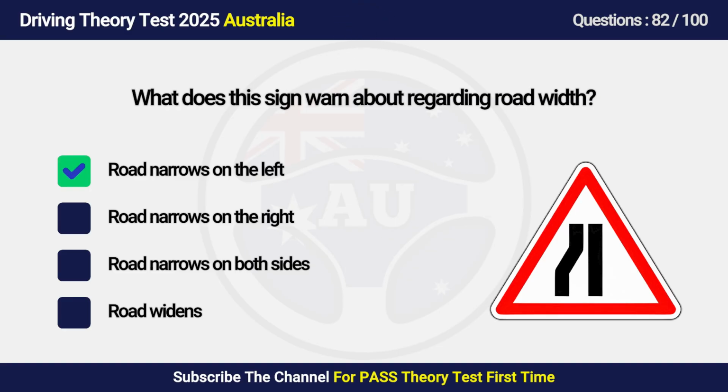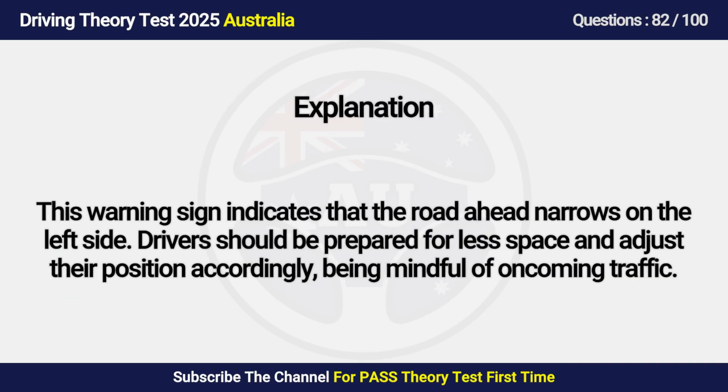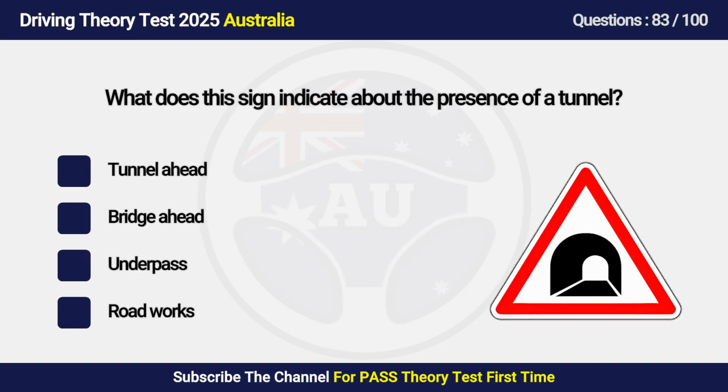Answers is A. Road narrows on the left. This warning sign indicates that the road ahead narrows on the left side. Drivers should be prepared for less space and adjust their position accordingly, being mindful of oncoming traffic. Question 83. What does this sign indicate about the presence of a tunnel?